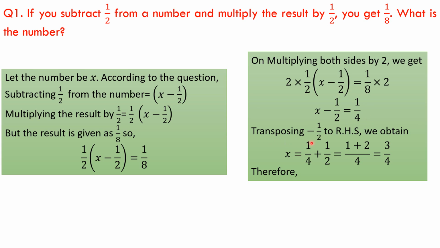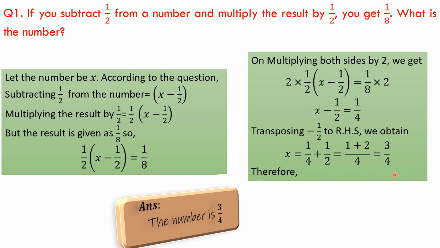ऑन ट्रांसपोजिंग -1/2 टू राइट हैंड साइड वी ऑब्टेन x equals 1/4 plus 1/2. After solving this we get x equals 3/4. Therefore the number is 3/4.